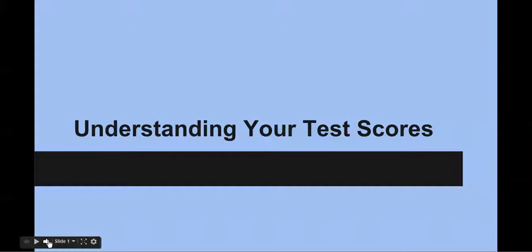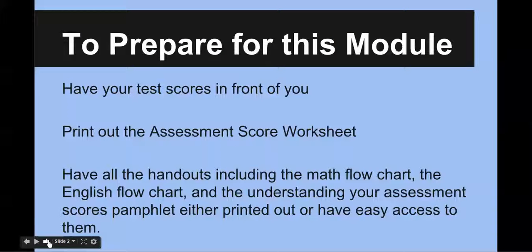Before beginning this module, please have the following documents available to you. You will need your test scores in front of you, print out the assessment score worksheet, and have all the handouts, including the math flowchart, the English flowchart, and the Understanding Your Assessment Scores pamphlet. Either print them out or have easy access to them, and all these forms can be found in the Understanding Your Assessment Scores module.